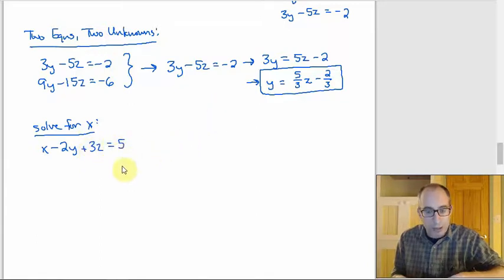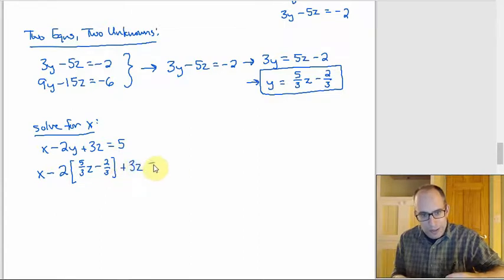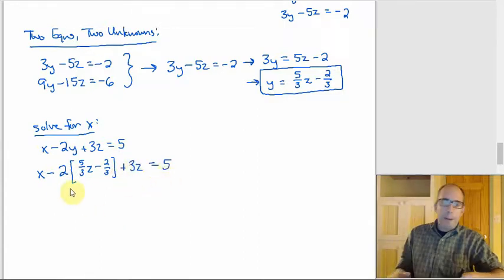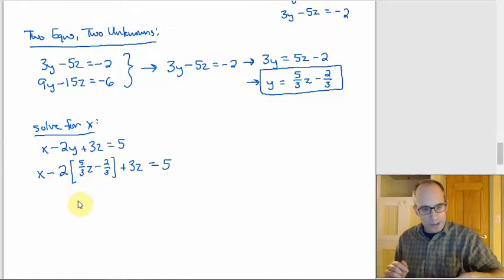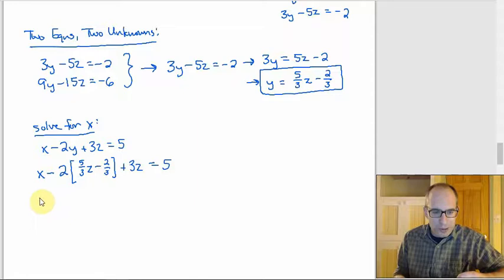And then I just have a thing that I got to sub in for y. So I'll have x minus 2 times 5/3 z minus 2/3 plus 3z equals 5. I guess you could clear the fractions here, or you could just deal with them. We'll do this one where we just deal with it. That'll be a little bit different.